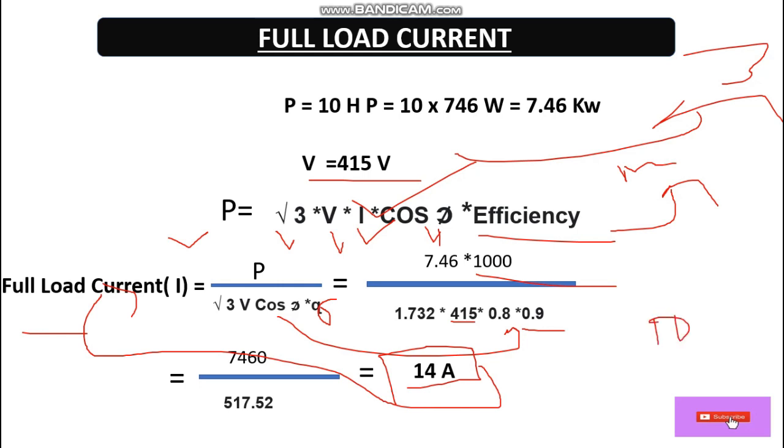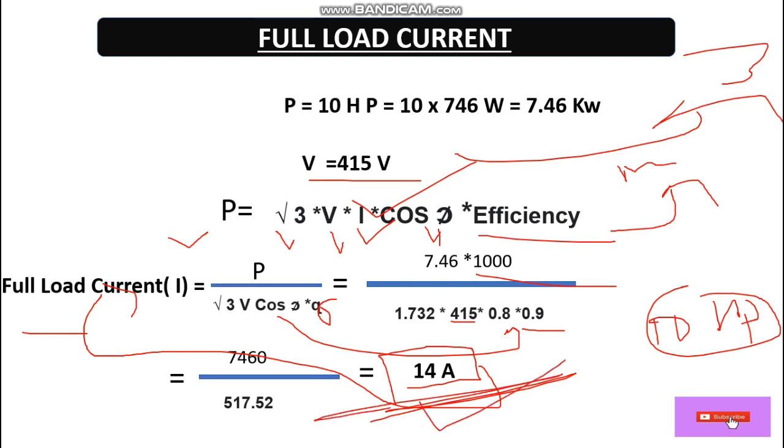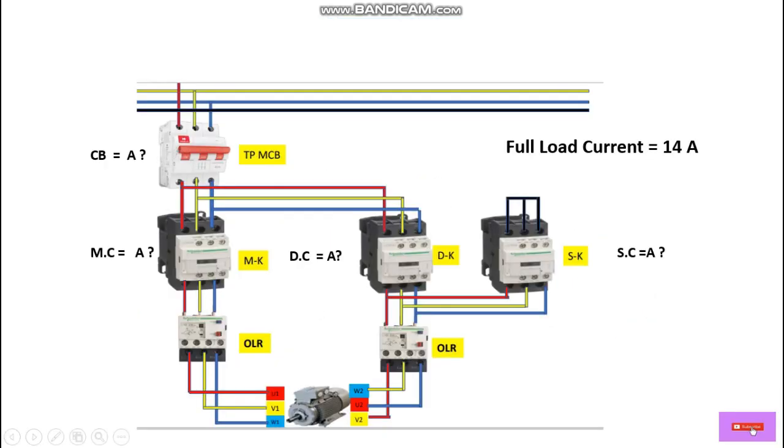Now, based on this FLC, we will select the contactor size for the main contactor, star contactor, and delta contactor. Next, this is the power wiring diagram of the star delta starter. So this is the TPN bus bar.